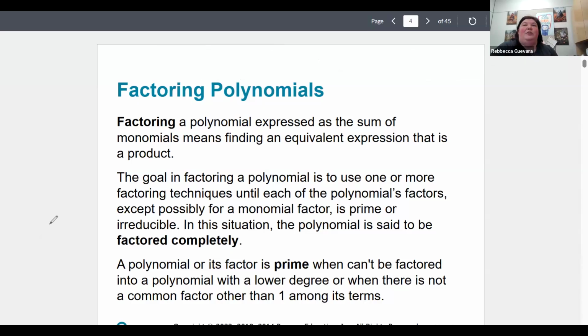The goal in factoring a polynomial is to use one or more factoring techniques until each of the polynomial factors, except possibly for a monomial factor, is prime or irreducible, meaning we can't factor it further. In this situation, the polynomial is said to be factored completely. So we want to factor it to a point that I can't possibly do any more factoring. A polynomial or its factor is prime when it cannot be factored into a polynomial with a lower degree, or when there is not a common factor other than one among its terms.